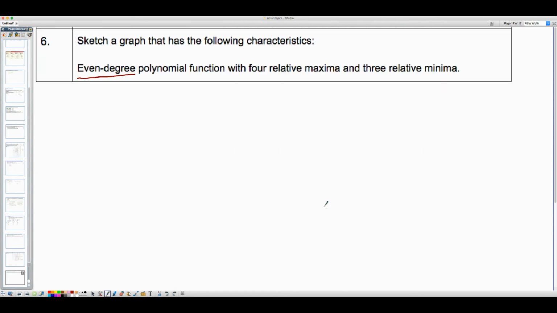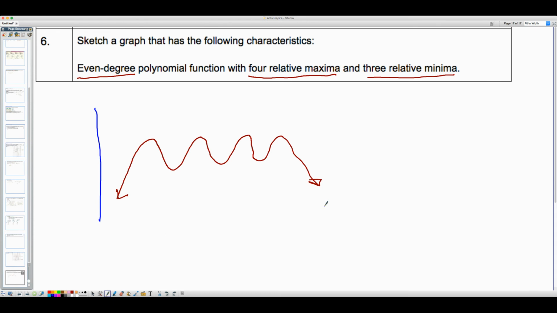Okay. And the last thing we're going to do is sketch a graph that has the following characteristic. It's got an even degree polynomial, 4 maxima, and 3 minima. That means this is going to be fourth degree. It's going to start, either it starts at the top and ends at the top, or it starts at the bottom and ends at the bottom. If I only have 3 minima, that's going to look something like this. And I'm not sure where I'm going to put the x-axis.